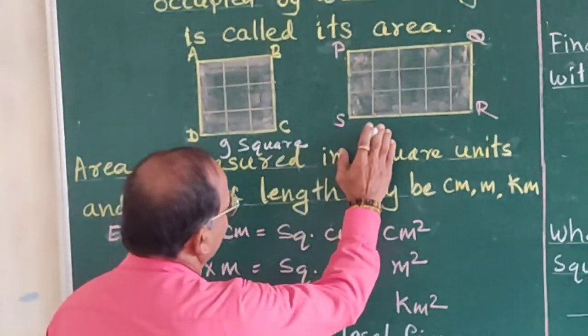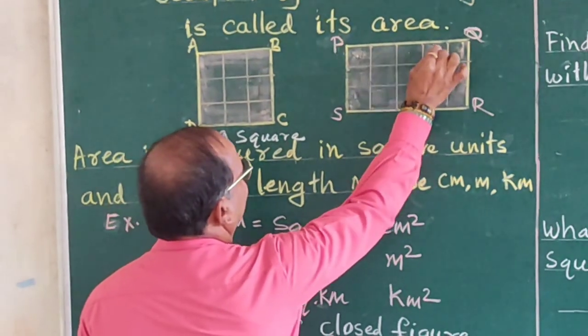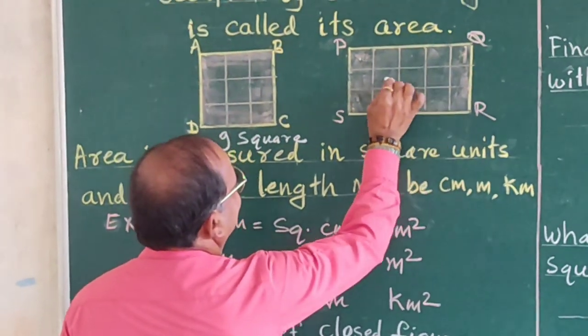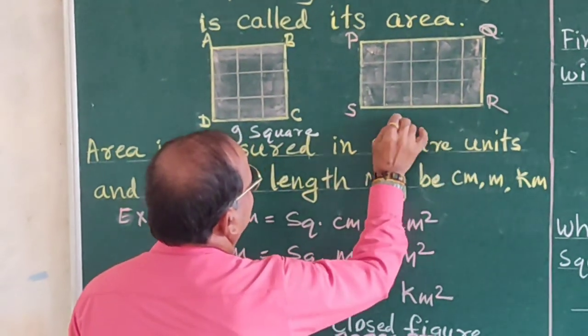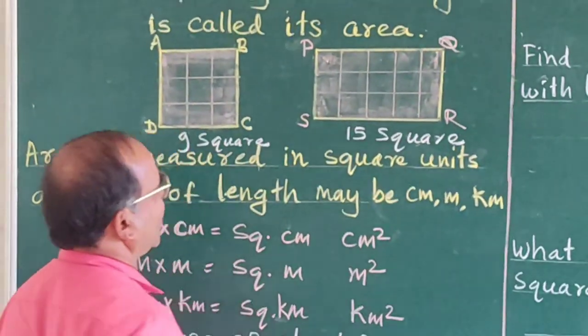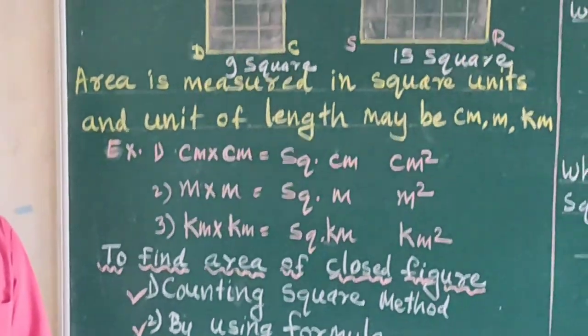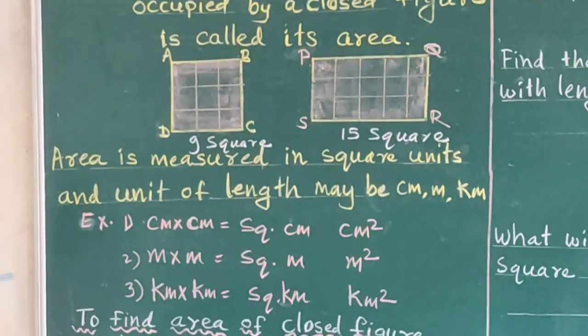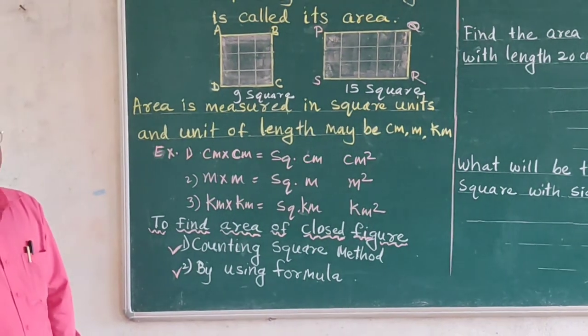Suppose you want to find the area of the rectangle. You can count here 1, 2, 3, 4, 5, 6, 7, 8, 9, 10, 11, 12, 13, 14, 15. So it is 15 square. You already know this method, or we have discussed it in chapter number 3, that is how many squares, the counting square method to find the area of any figure.